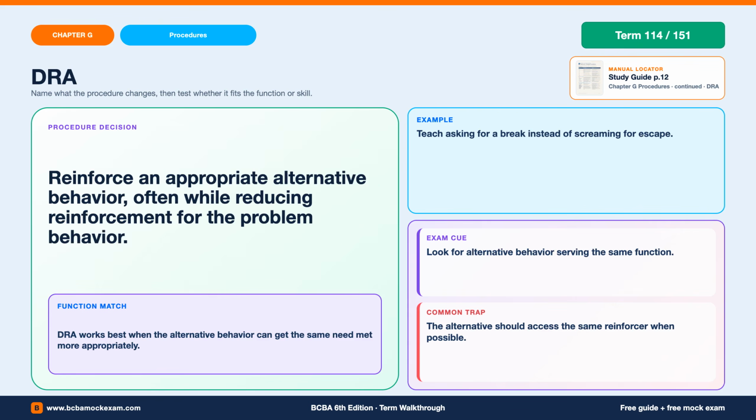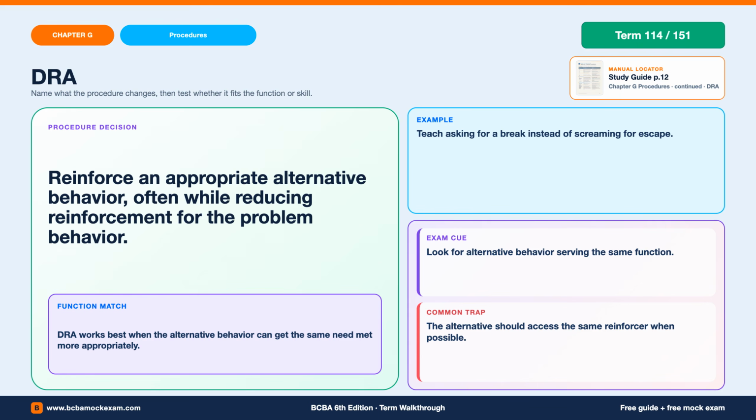DRA means differential reinforcement of alternative behavior. In plain English, you're not only trying to reduce the problem behavior, you're making a better response work for the learner. Picture a learner who screams to escape difficult work. If you teach the learner to ask for a break, and that break request is reinforced, the new request can compete with screaming. The part candidates often miss is function.